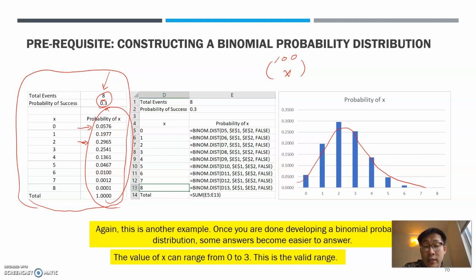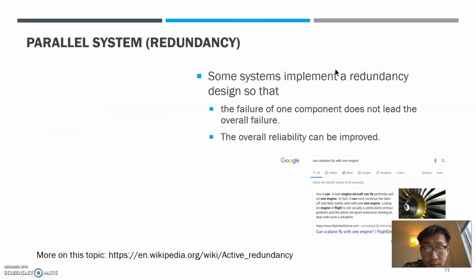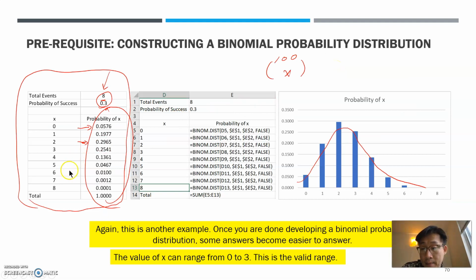This is just another example showing how to develop a binomial probability distribution. I'd like to stop here before I jump to the next example. I hope this served as a good review for the binomial probability distribution part.